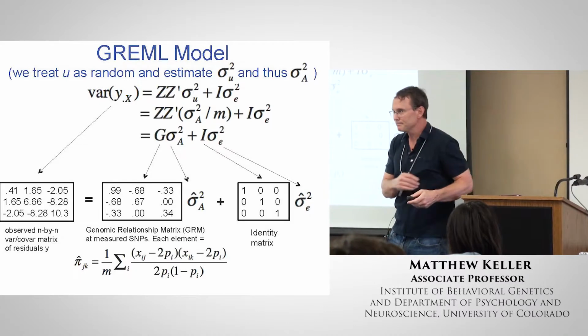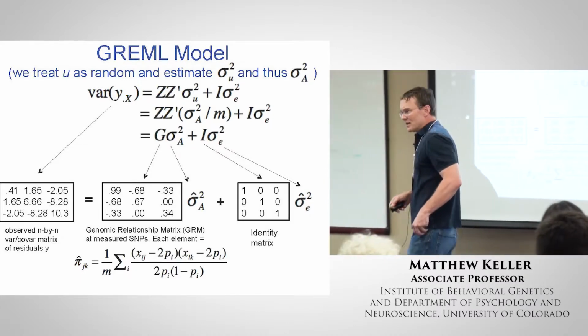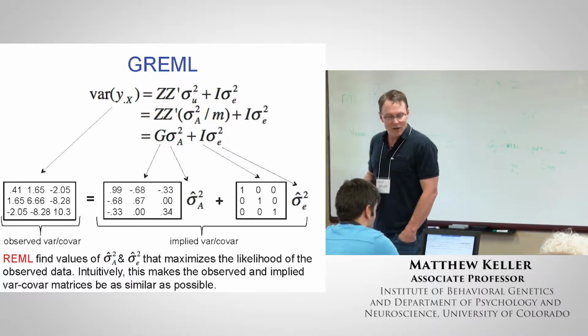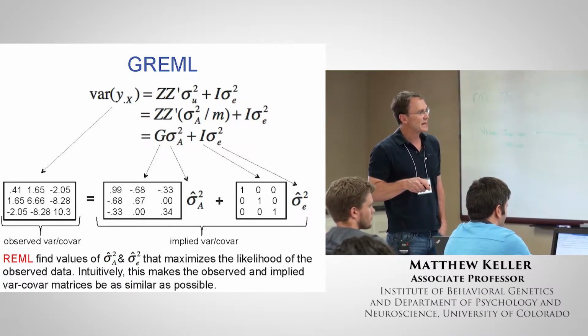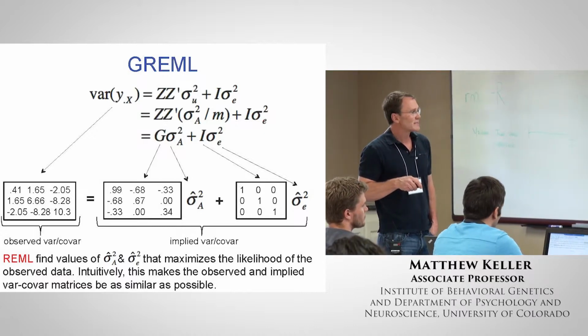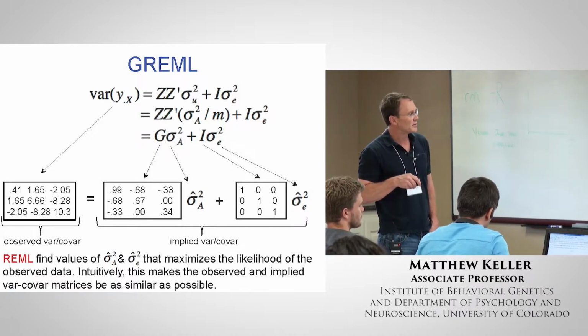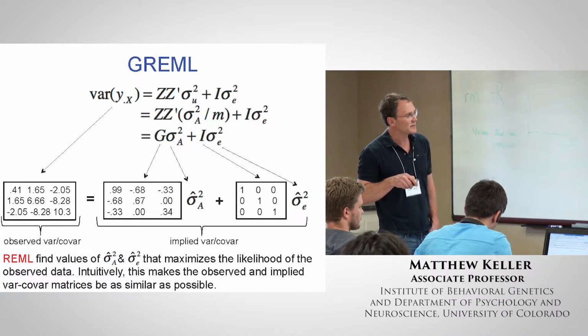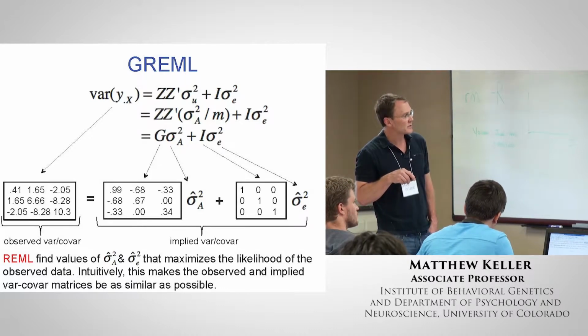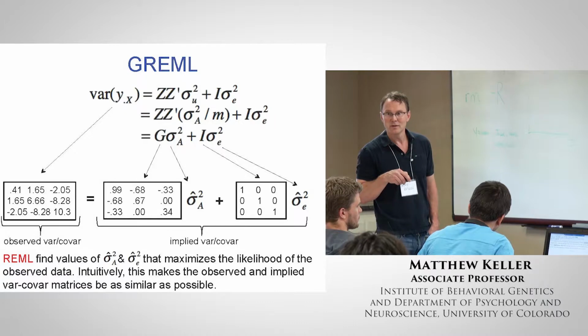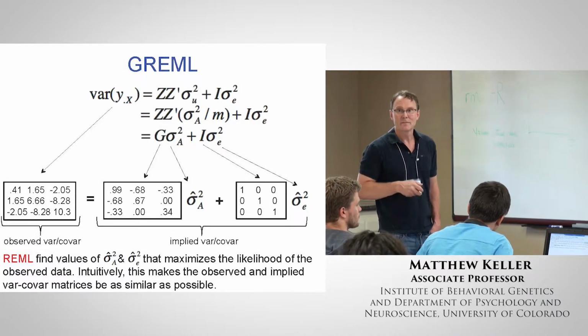Okay. So REML intuitively finds values of these two parameters, sigma squared A and sigma squared E, that maximize the likelihood of the observed data over here. Intuitively, the way that you can think about it is it's mucking around, changing these values of sigma squared A and sigma squared E in order to make this implied variance-covariance matrix as similar to the observed variance-covariance matrix as possible. So, yep, James.